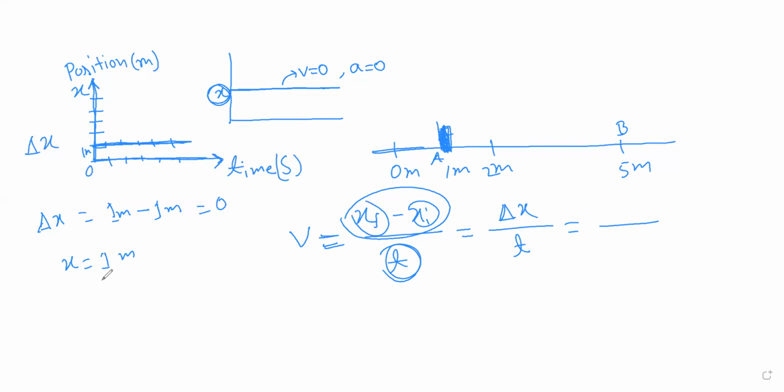Now if we draw another graph, a position versus time graph, like this, x versus time graph. Now if we draw a line starting from 0 and moving in a straight line, due to my drawing it might look a bit wavy, but it's a straight line. Assume it's a straight line.